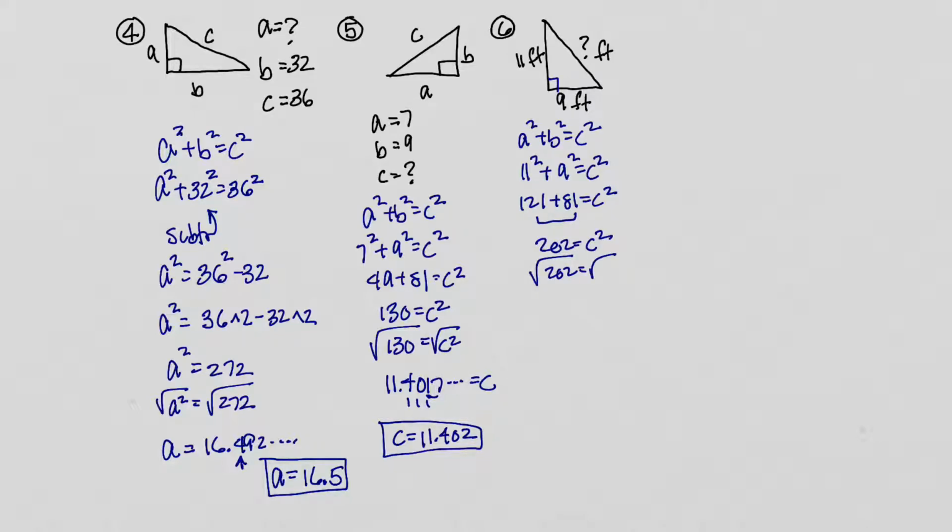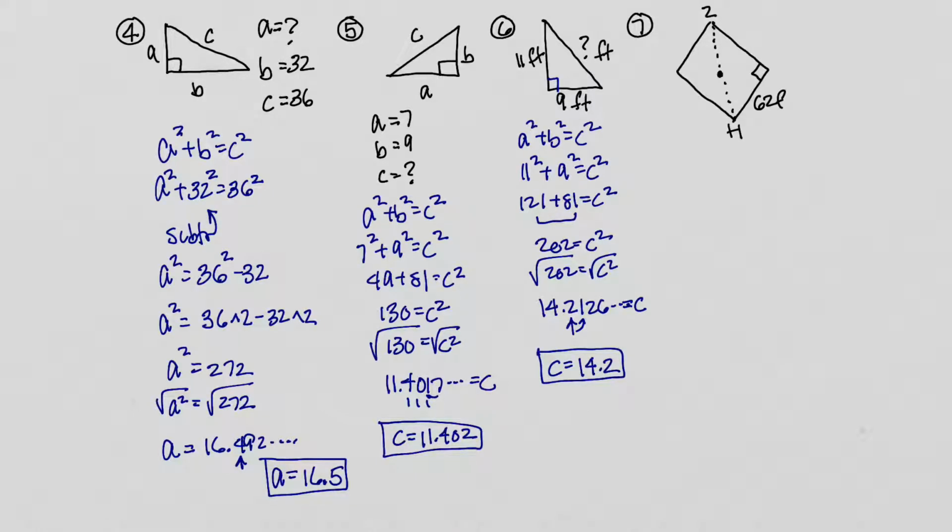Taking square roots, now I get 14.2126... That's equal to c. And I think the book is asking us to round this off to the nearest tenth. So looking over here, that's less than 5. So how about if we write this as 14.2 and we'll drop the rest of those digits.